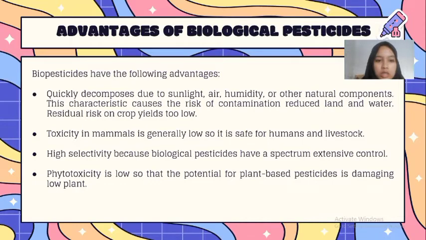Second is toxicity in mammals is generally low, so it is safe for humans and livestock. Third is high selectivity because biological pesticides have an extensive control spectrum. And the last is phytotoxicity. Phytotoxicity is low, so the potential for plant-based pesticides to damage plants is low.